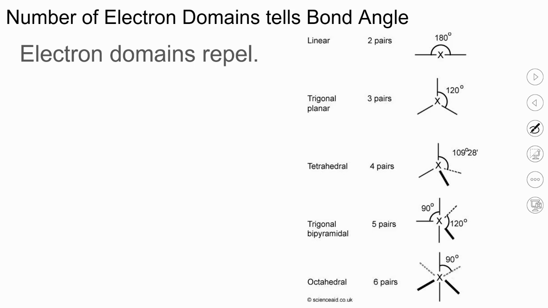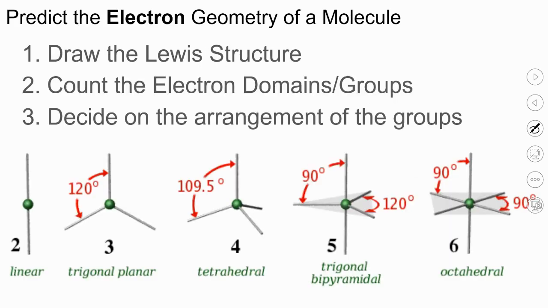Alright. Okay, we're moving right along. Let's go ahead and talk about how we do this in real life. So last time we talked about the Lewis dot structure. So the first thing that you do is draw the Lewis structure. Then you're going to count the electron domains, and then you have to decide how they're arranged. And you have to check, is it asking about the molecular geometry or the electron geometry?